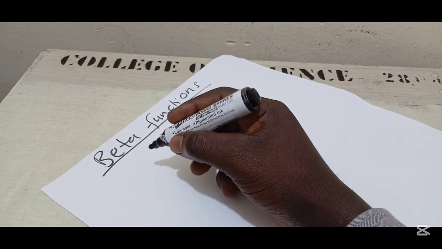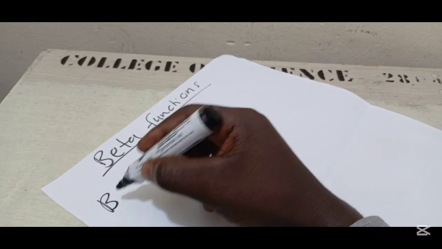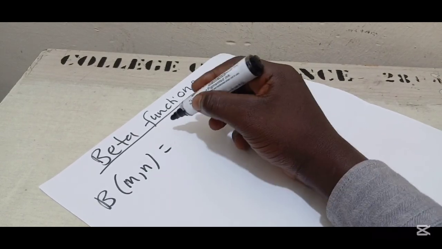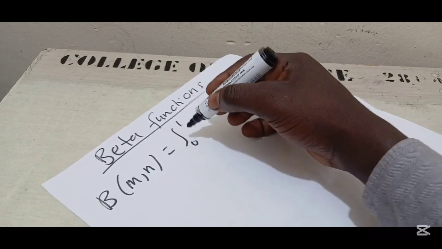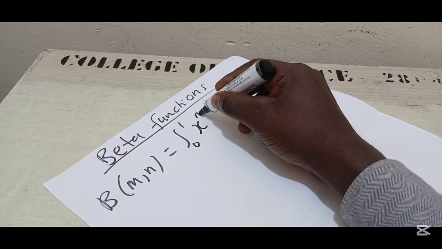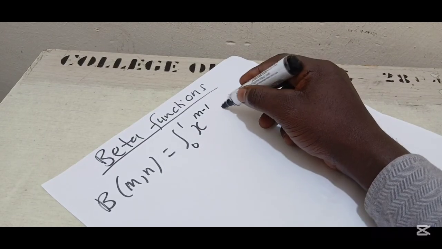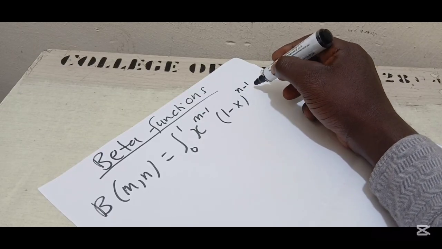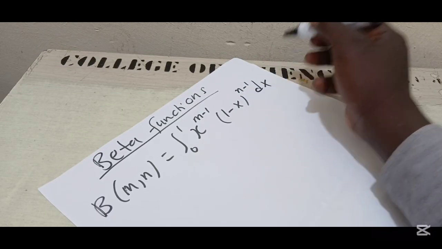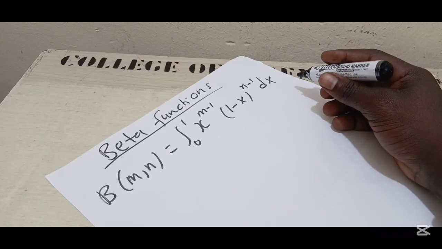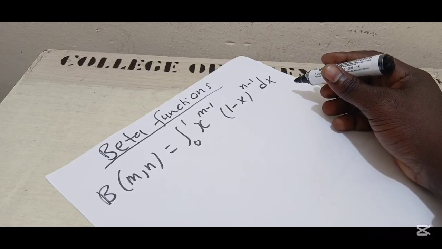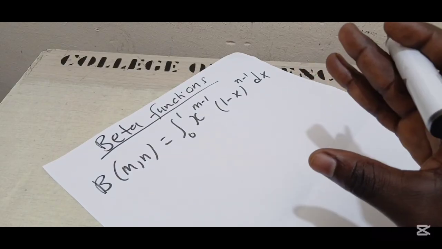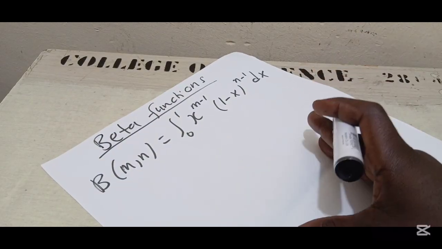The general beta function formula is of the form: beta, represented by B, of m, n equals the integral from 0 to 1 of x to the power m minus 1, times 1 minus x to the power n minus 1, dx, where m and n here are greater than 0. So this is the general beta function formula.